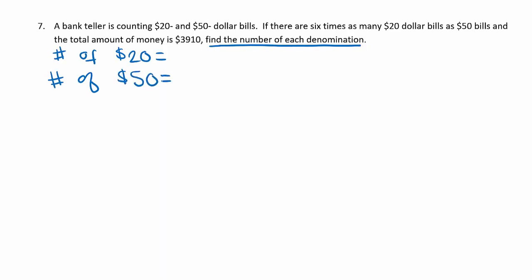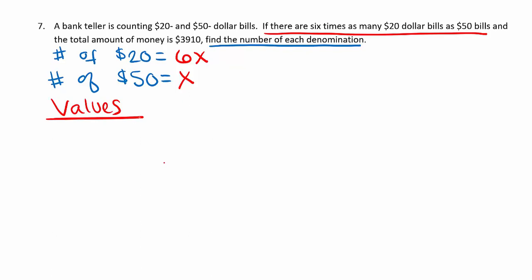So we need to find the number of $20 bills and the number of $50 bills. Those are unknowns. Let's see, it says there are 6 times as many $20 bills as $50 bills. So if I let x equal the number of $50 bills, then the number of 20s has to be 6x. Now, to get my equation, I know the total amount of money is $3,910, and so I'm going to need to come up with an expression for the amount of money that each of these groups of bills contains.